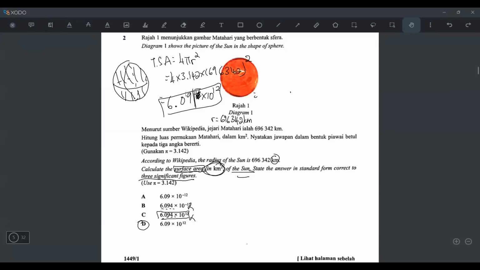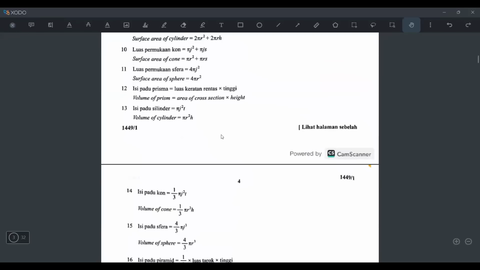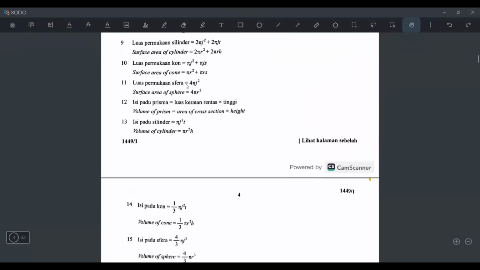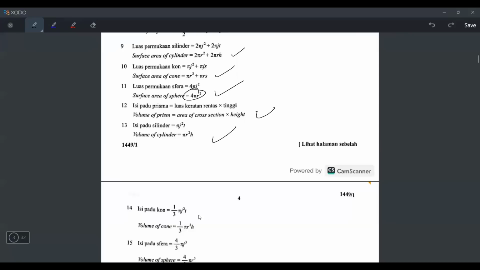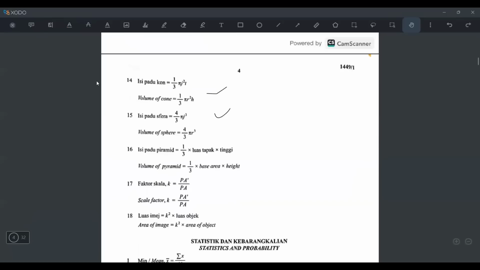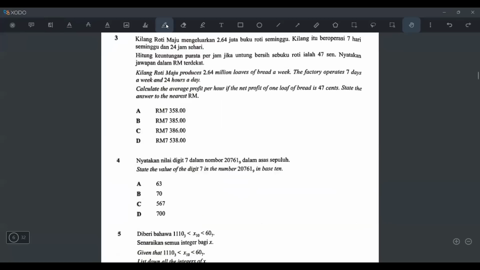And also, I want to show that this sphere's formula you need to remember. Let me scroll up and let you see the formulas they will also give you. Okay, here it is. So we have surface area of cylinder, surface area of cone, surface area of sphere. You see 4 pi r square. Volume of prism, volume of cylinder. These are all the formulas that they provide. Okay. All right. So let's go to number 3.